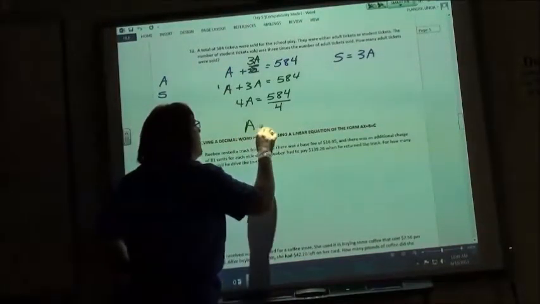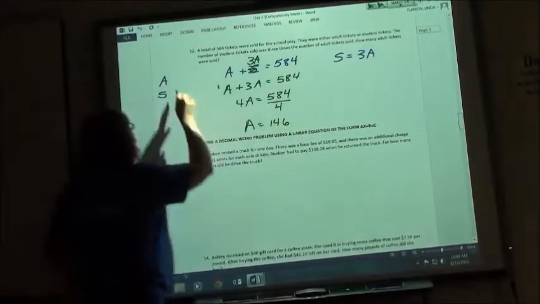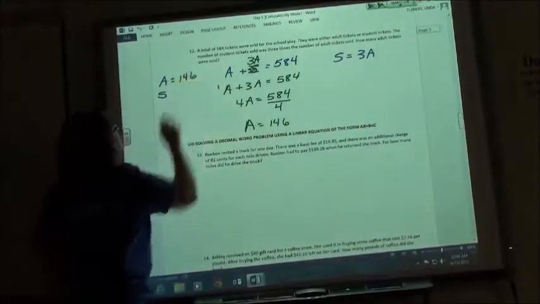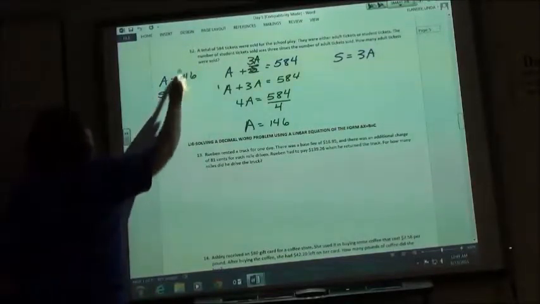584 divided by 4 is 146. So we had 146 adult tickets. How many adult tickets were sold? We got lucky again. That's the one they were asking for. So 146 is my answer.